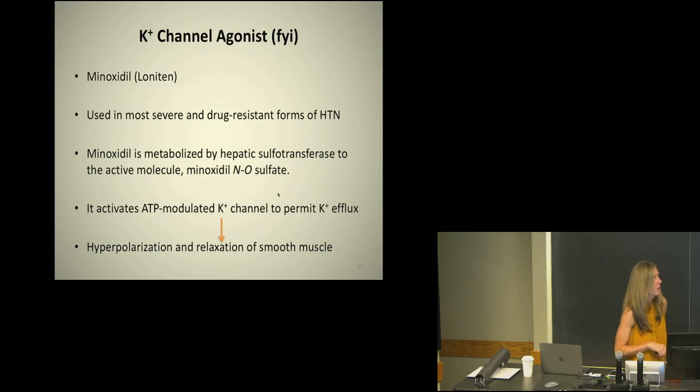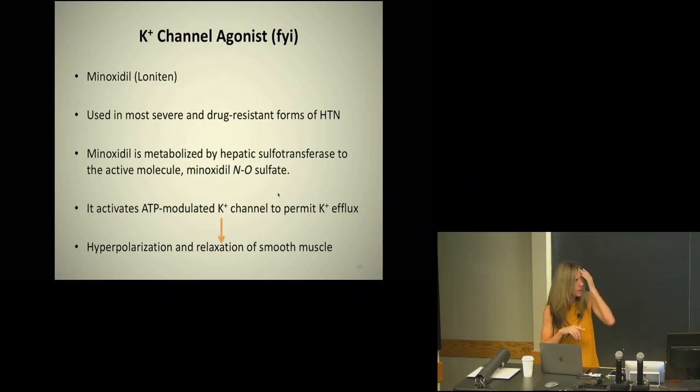Okay, so we've hit all the main classes. I was actually worried that I was not going to get done on time today. I just wanted to go through this one because I'm not sure if you're going to get it later in your curriculum, but it's an older drug. It's a potassium channel agonist, so minoxidil. You may have seen it in the pharmacy. Where?